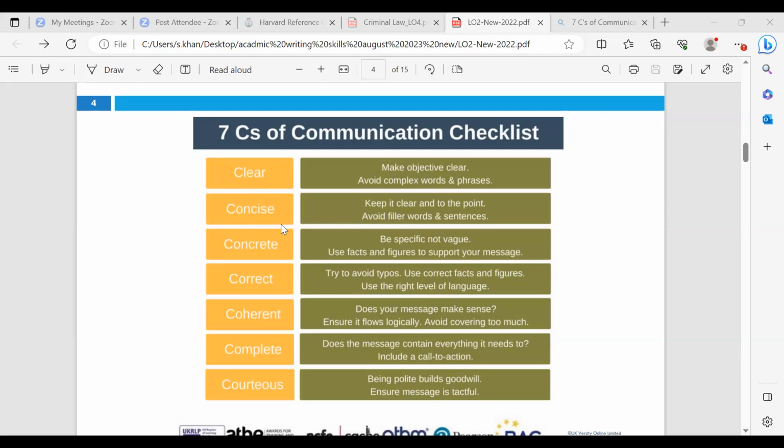And that's another of the 7 C's. Keep it clear and to the point. Avoid filler words and sentences. So here you convey your points in a concise way. Short sentences are more likely to keep the person who's listening to you interested. So try to use as few words as possible to communicate your message. Why do you think it's important to use fewer words and shorter sentences?